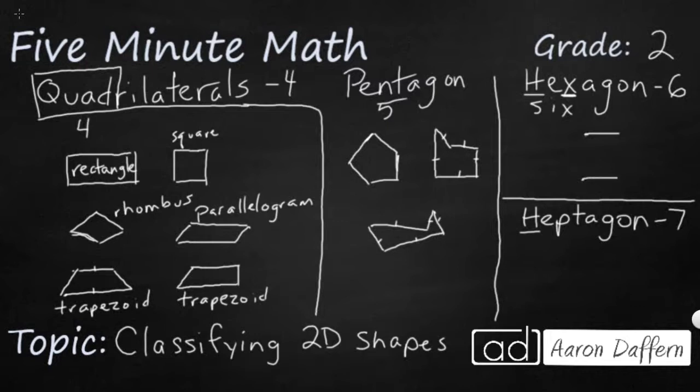If you've ever played with pattern blocks, you know that there's a yellow shape that is a hexagon. It's got 6 sides. Heptagons, like I said, are not very common, but if you wanted to draw maybe an arrow like this, like a 3-dimensional arrow or a fat arrow, if you look at it, you see 1, 2, 3, 4, 5, 6, 7 sides. So heptagon has got 7, hexagon has got 6.